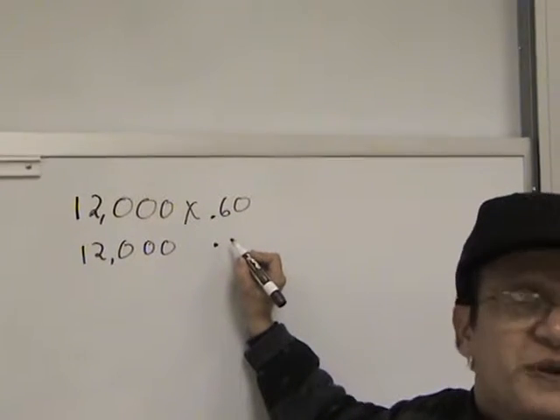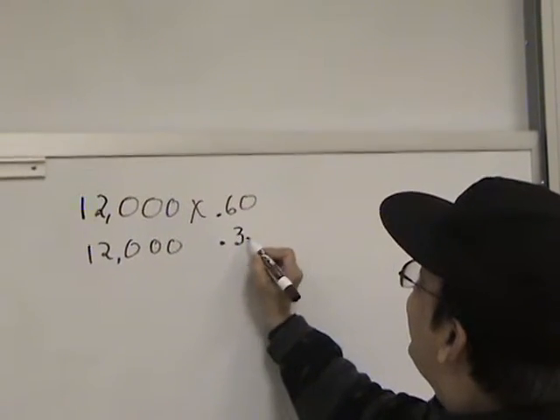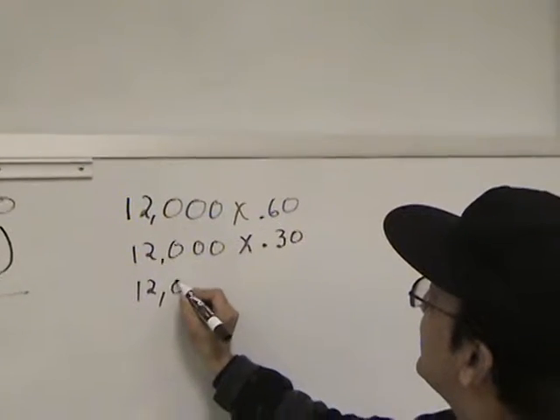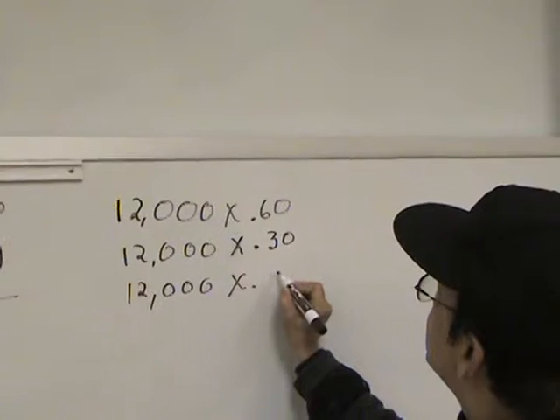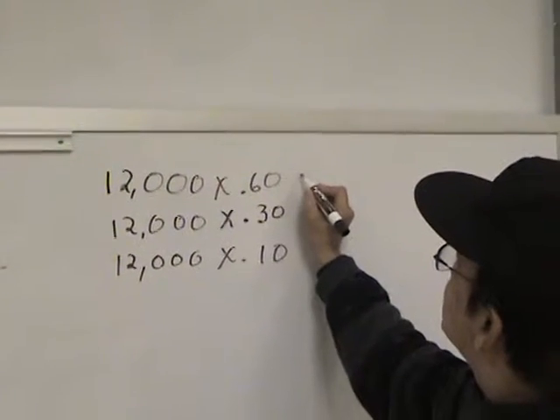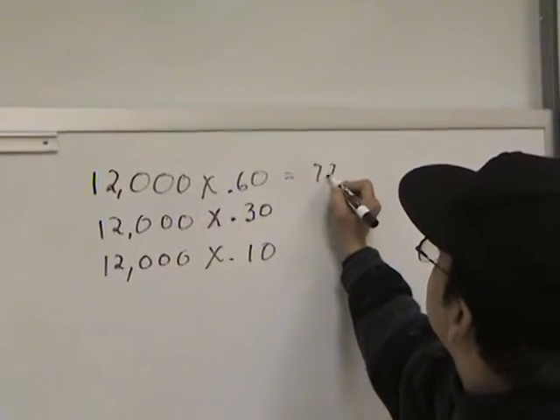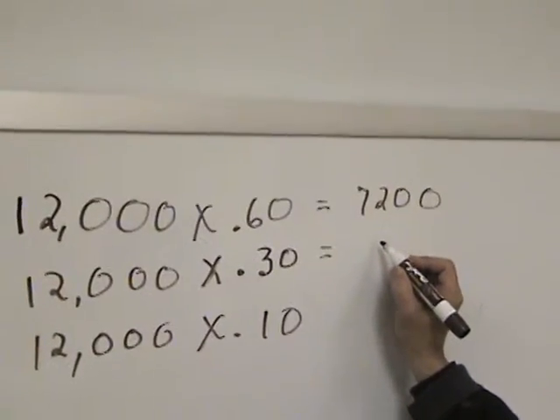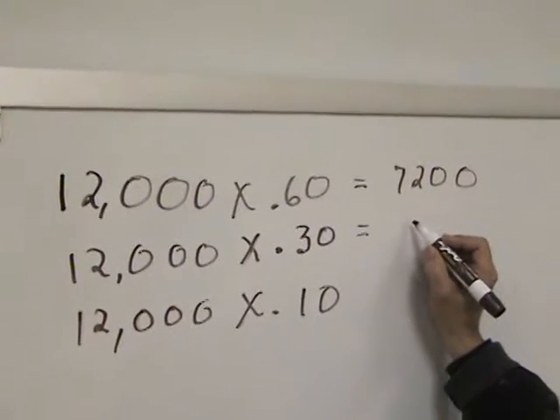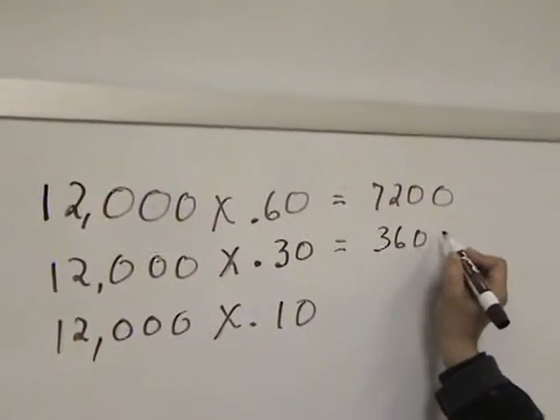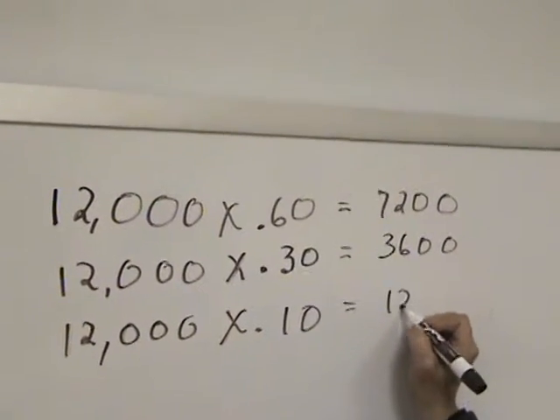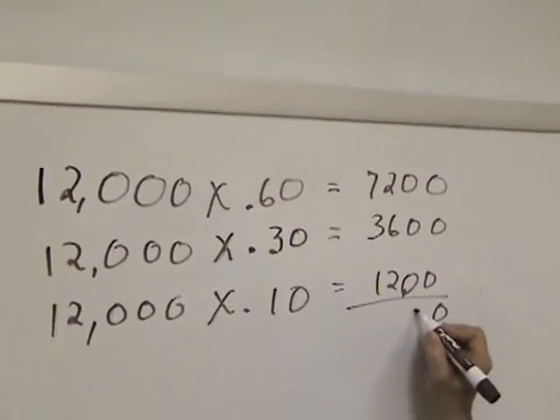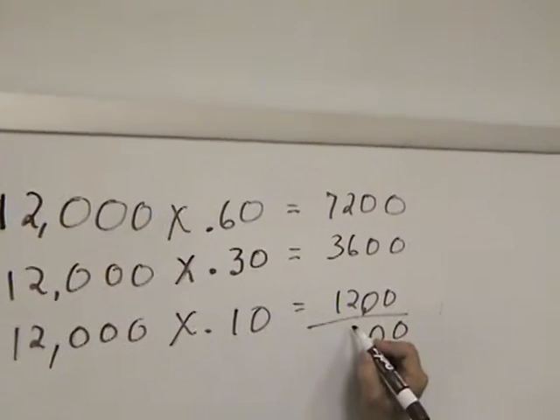I'm putting in 12,000 times 0.3, and then 12,000 times 0.1. So 12 times 6 is 72, so it's going to be 7,200 for the first one. The second one, how much? 12 times 3, 3,600, and then 1,200. Put a line under those to show those add together to 12,000.